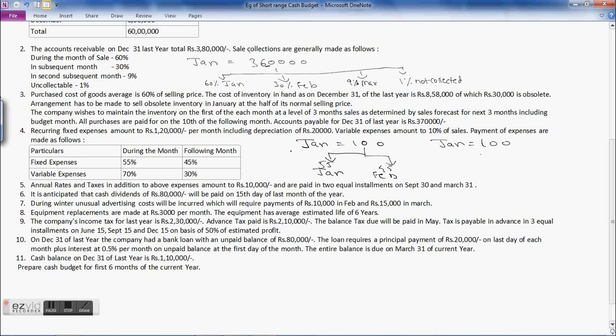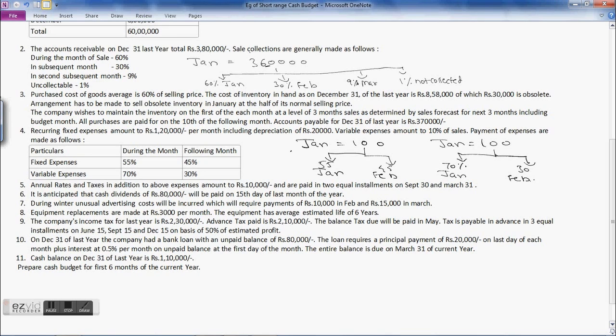Similarly, in the month of Jan, if variable expense is 100 rupees, then 70%, that is 70 rupees, will be paid in Jan, and 30%, that is 30 rupees, will be paid in Feb. This is how you need to calculate recurring fixed and variable expense.